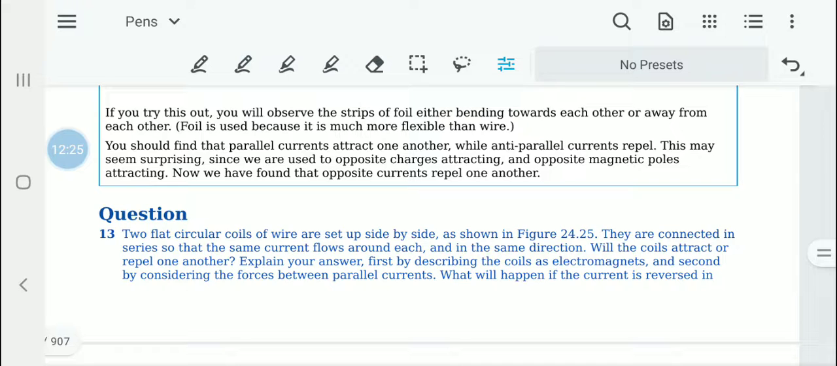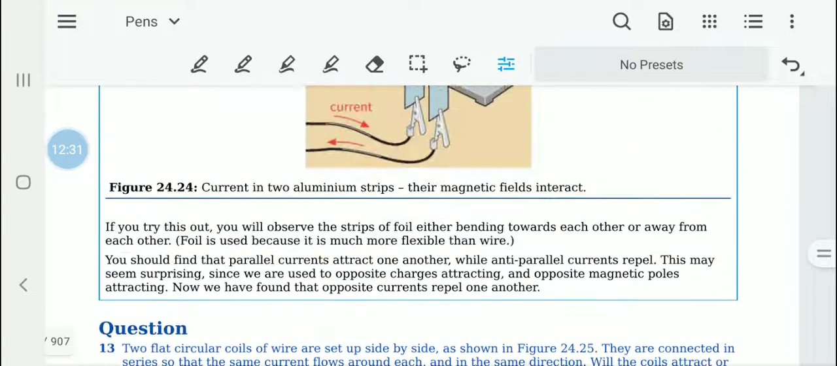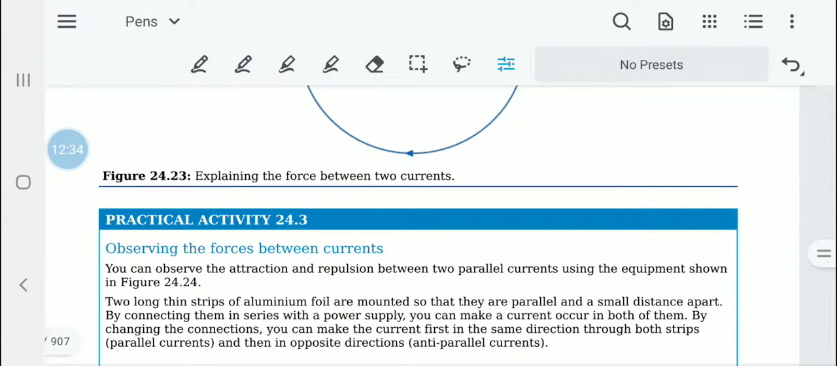If you understood, I think it would be best if you do the questions. Question number 13. But before that, let's write down a note.